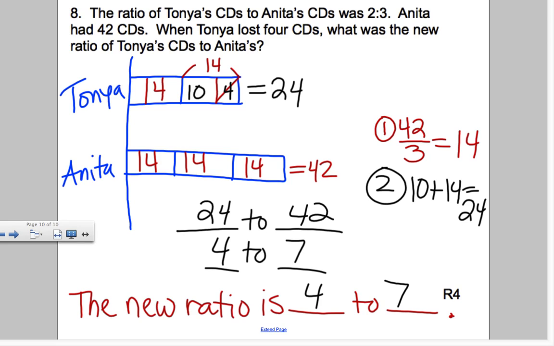Now, once you have your picture, I could ask a couple other questions, like, what's the total number of CDs now that Tanya and Anita have? Can you answer that with your picture? Yeah. Sure you can. What's the difference? How many more CDs does Anita have than Tanya? You see what I'm saying? You see how I can keep asking. There's a lot of questions I could ask from this.